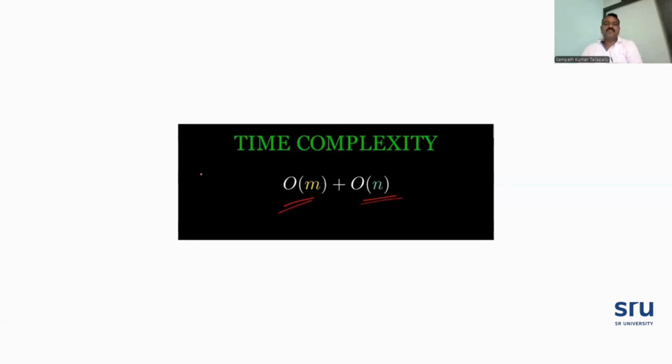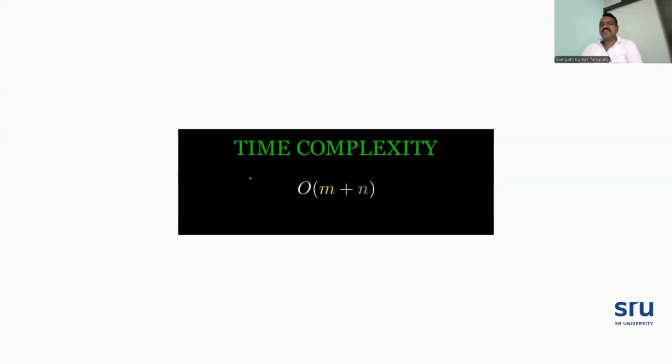Earlier, the complexity of my algorithm was order of mn. Now, after implementing the KMP algorithm, the complexity is order of m plus n. It means this is going to increase the efficiency of your string matching algorithm drastically if you implement the KMP algorithm.